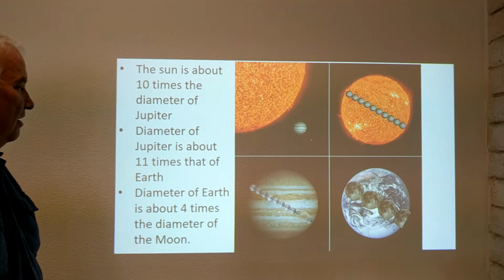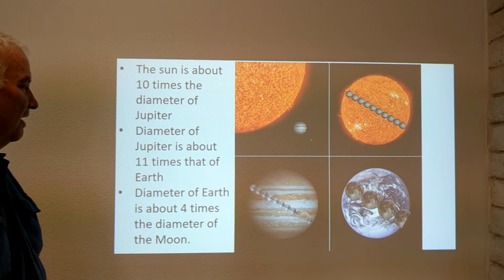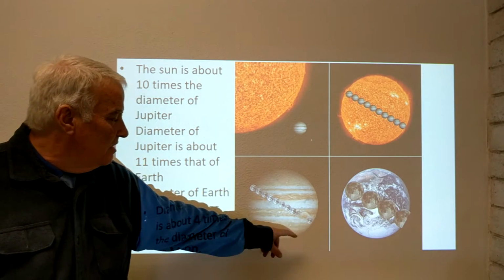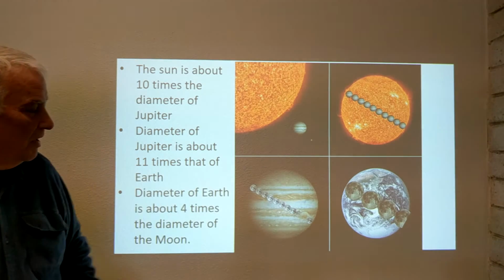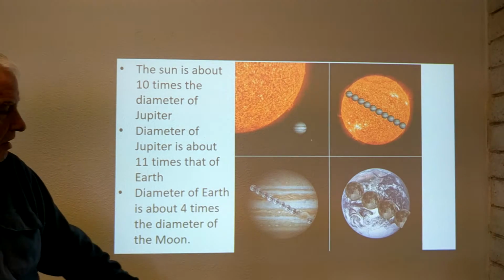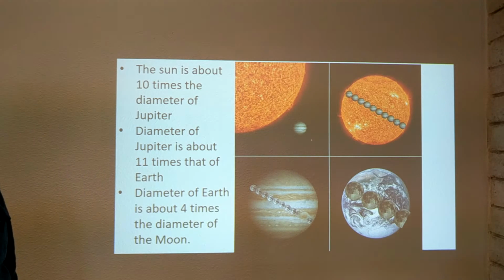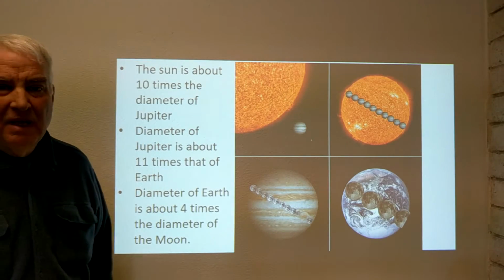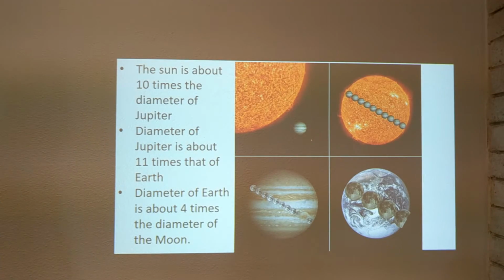The diameter of Jupiter is about 11 times that of the Earth. We can see it takes about 11 Earths to cross one diameter of Jupiter. The Great Red Spot on Jupiter is a little bit larger than 1 Earth diameter. And the moon, compared to the Earth: the diameter of the Earth is about 4 times the diameter of the Moon. We can see in this picture, maybe slightly less, 3 3/4. It would be a little bit closer.